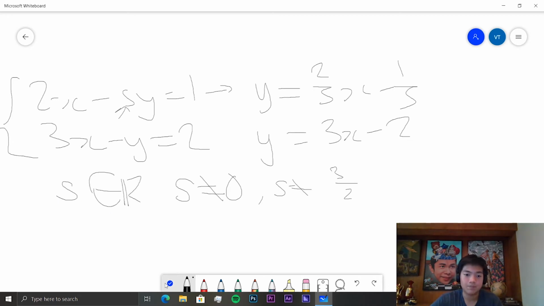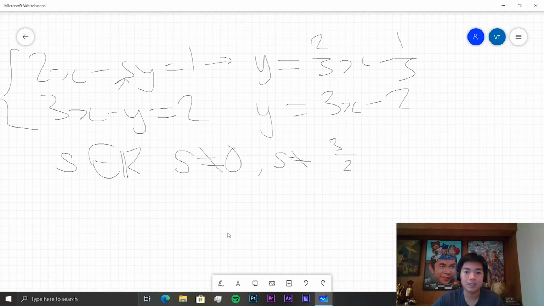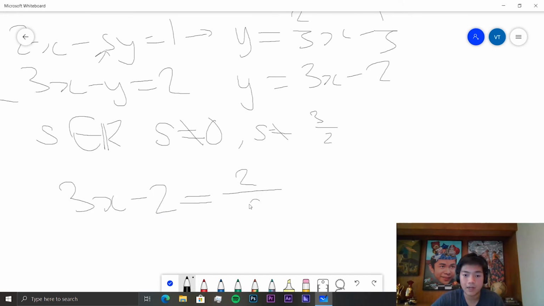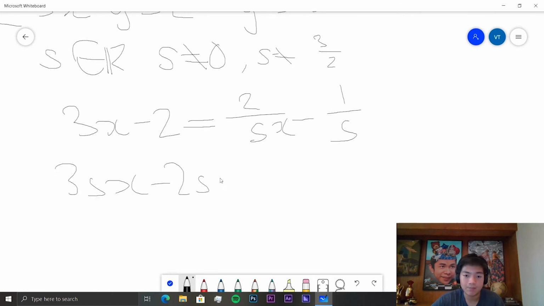So s cannot be equal to 3 over 2, but other than that, s can be equal to any of the real numbers. Finally, it's asking us to express the solution in terms of x. And that's pretty simple. Let's equate these two equations. So we have 3x minus 2 is equal to 2 over s minus 1 over s times x. And let's multiply both sides by s. So we have 3sx minus 2s is equal to 2x minus 1.